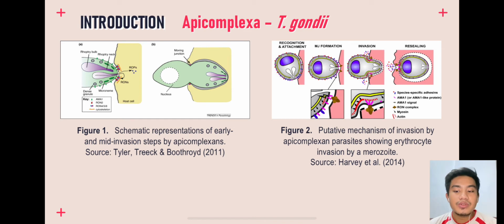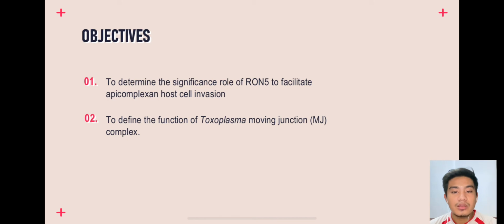Rhoptry secretion is associated with the creation of the moving junction, which is MJ, a ring-shaped tight junction contact between parasite and host plasma membranes through which the parasite enters the host cell. During invasion, a complex of the rhoptry neck proteins RON2, 4, 5, and 8 localizes to the MJ, providing a stable anchoring point for host cell penetration, perhaps by contact with the host cell cytoskeleton, as host cytoskeletal components relocate to the MJ and are necessary for invasion.